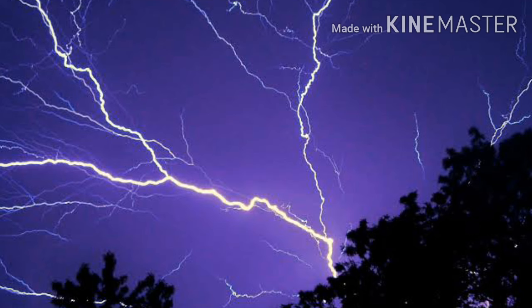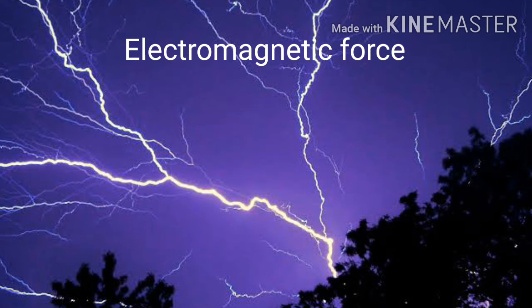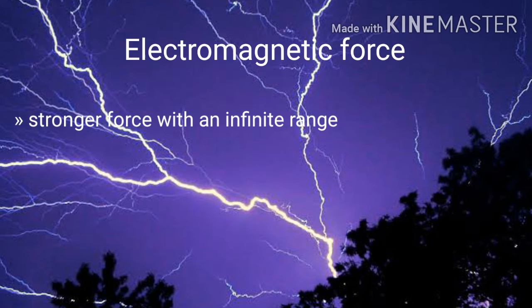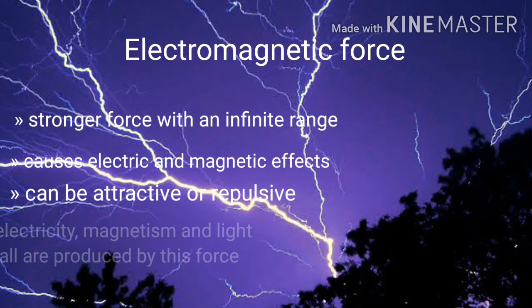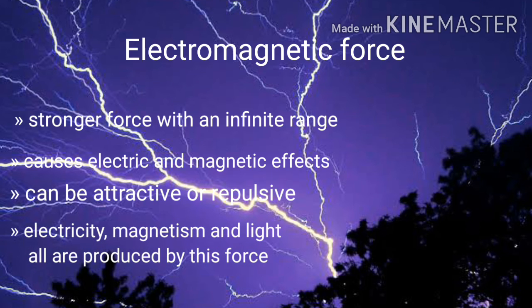Now we come to the electromagnetic force. It is the strongest force with an infinite range. It causes electric and magnetic effects. It can be attractive or repulsive and acts only between pieces of matter carrying an electrical charge. Electricity, magnetism, and light are all produced by this force.